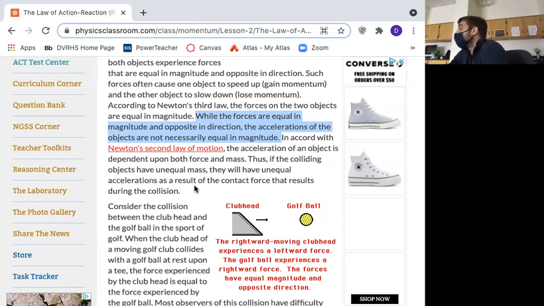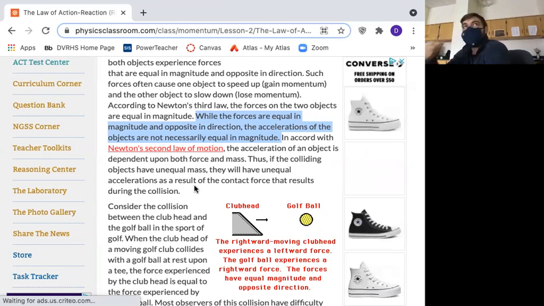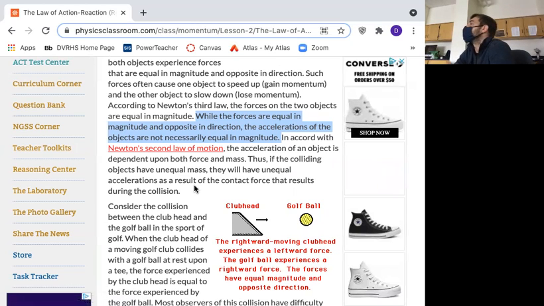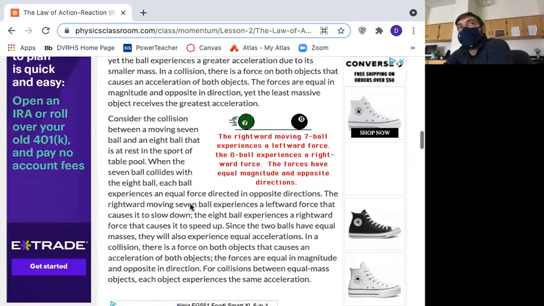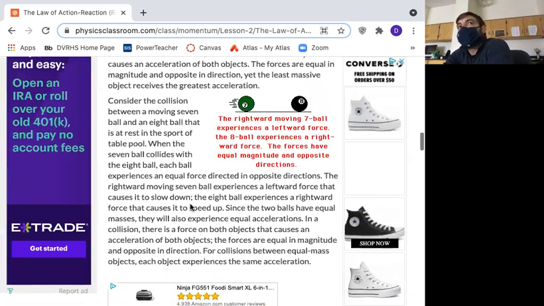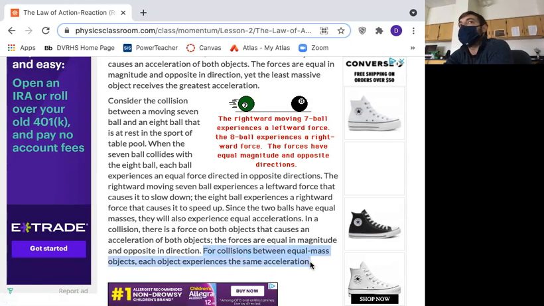But a true and honest hit results in the trading of velocities. You hit the bottom of the ball with enough force, it'll create backspin, and your cue ball will roll back towards you. You hit the top of the ball, it'll follow on through and hit balls further down the table. But for collisions between equal mass objects, each object experiences the same acceleration. That's another way of saying they trade velocities.